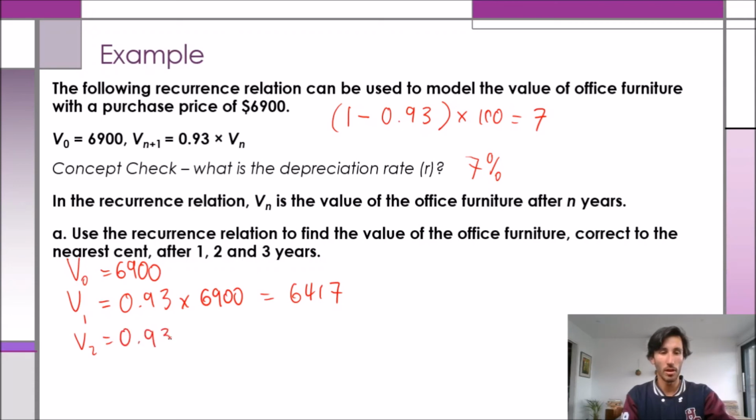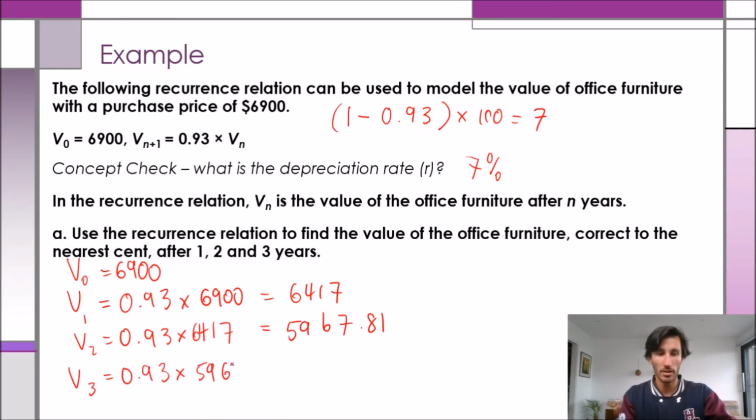V2 is equal to 0.93 times this value, so 6,417, which is $5,967.81, and V3 is 0.93 times this value now, $5,967.81, which is $5,550.06. Now, something I should have alerted you guys to before, but we are always rounding to 2 decimal places because we're dealing with money, which always gets rounded to the nearest cent.